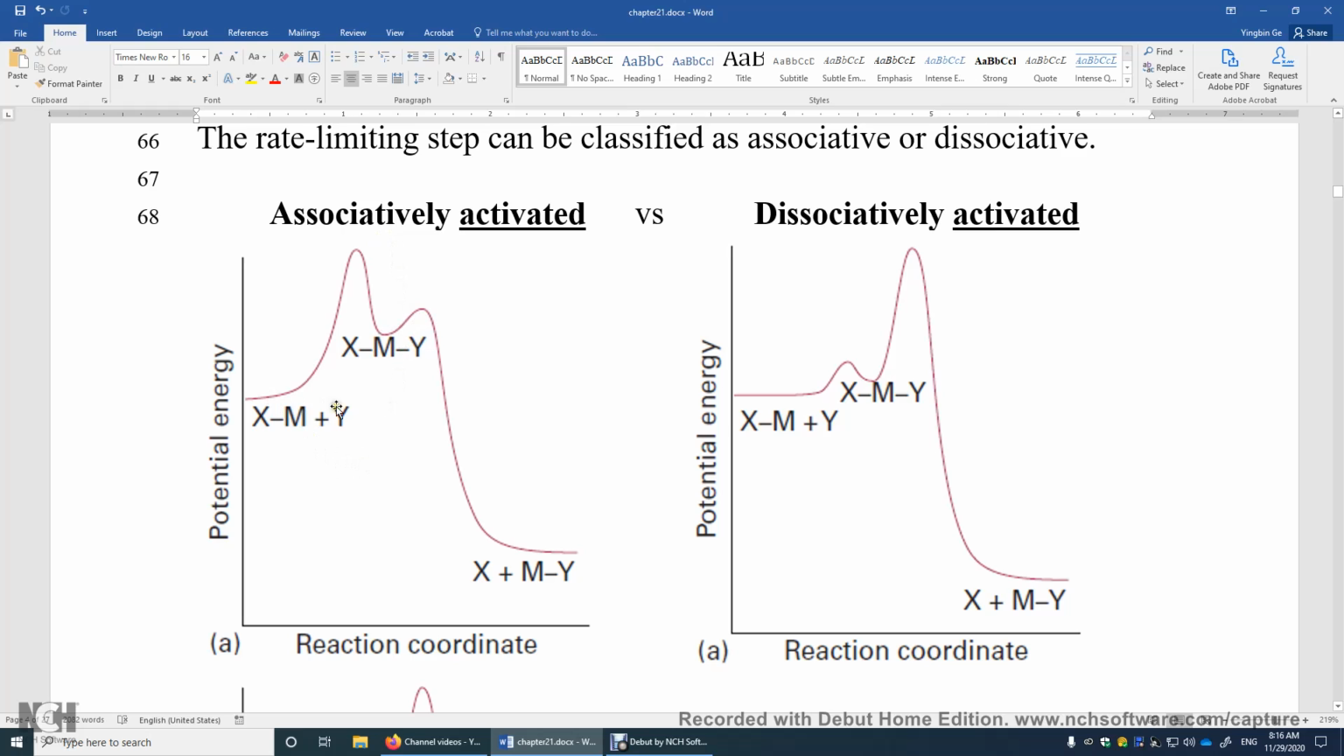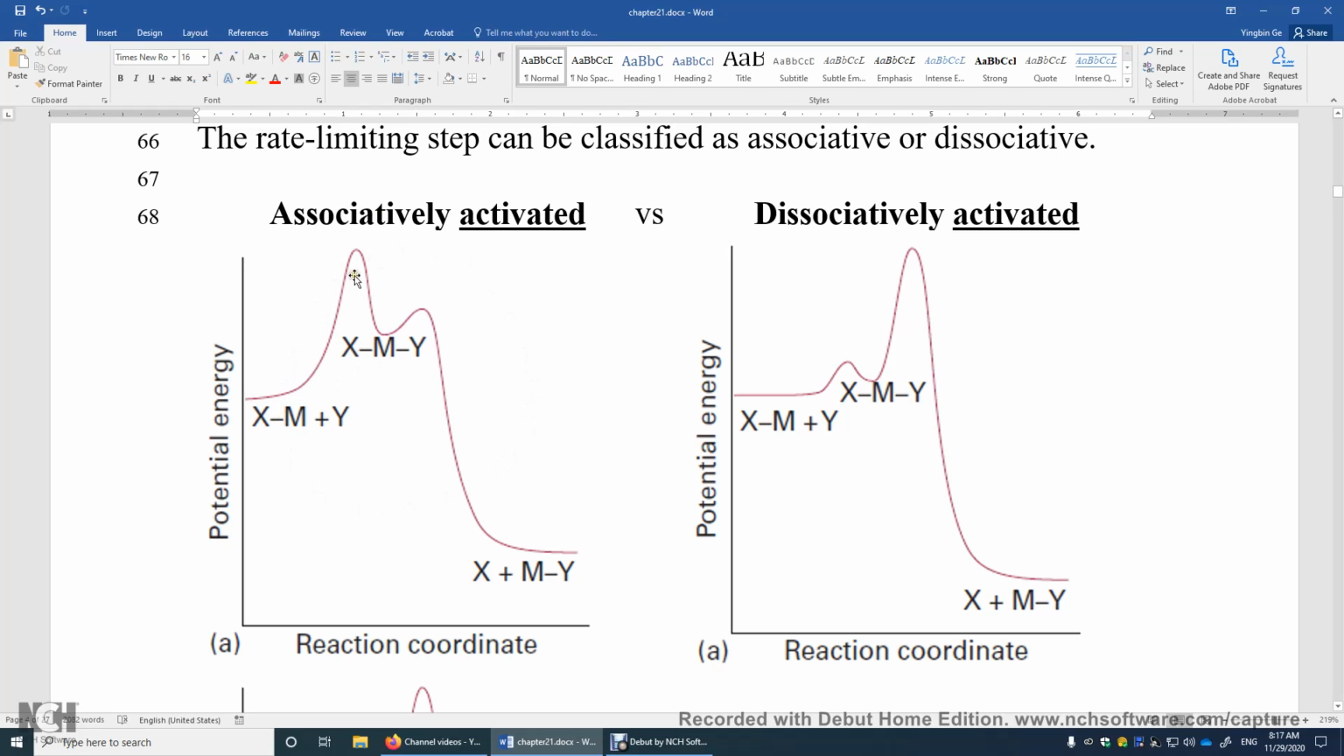Now you can see the first energy barrier, or activation energy, is larger than the second one. That means the first step is slower than the second step. There are only two steps. The first step is slower than the second step, and therefore the first step is the rate limiting step. And in the first step, it's an association reaction, right? You start from two particles, you form only one particle, it's association. So in this case, the first association step is the rate limiting step, and then we say it's associatively activated.